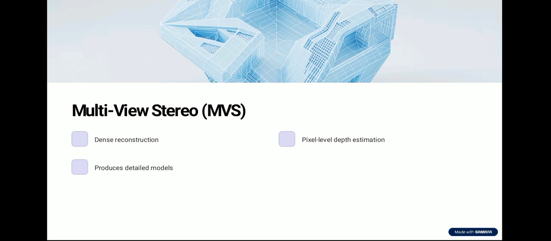Next is MVS. Multi-view stereo is used to generate dense reconstruction. It estimates depth for each pixel and produces a detailed 3D model.